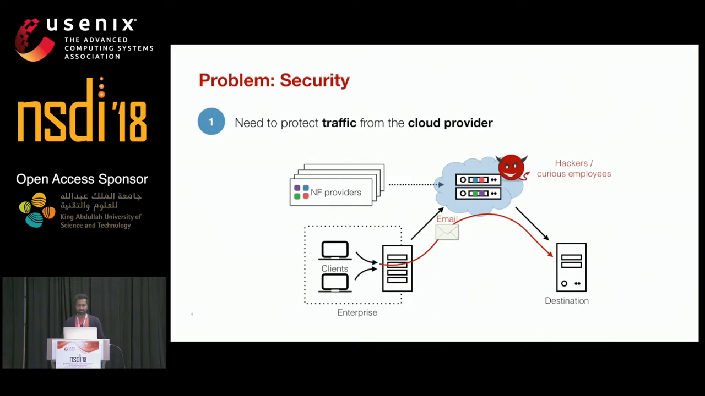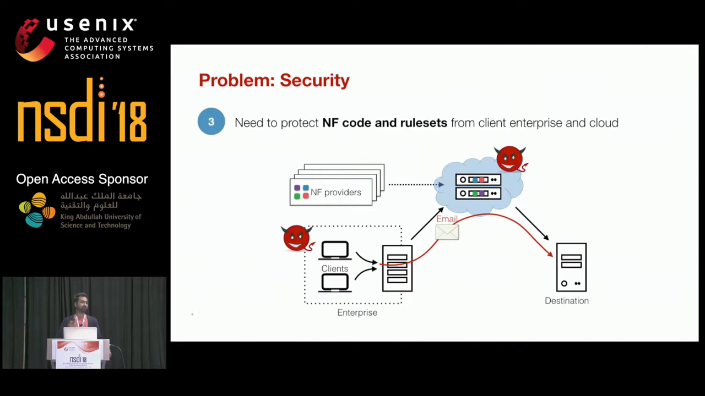packets. At the same time, since these NFs could be sourced from independent vendors, we want to make sure that the implementations are not exfiltrating the traffic in any way, for example, by duplicating the traffic stream and sending it to their own servers. At the same time, we want to maintain and preserve the business interests of the NF providers as well, who would want to protect the confidentiality of their NF code and rule sets from both the client enterprise as well as the cloud.